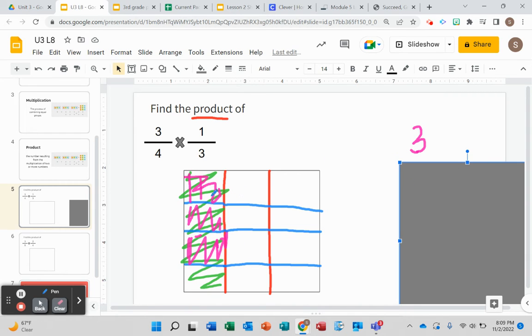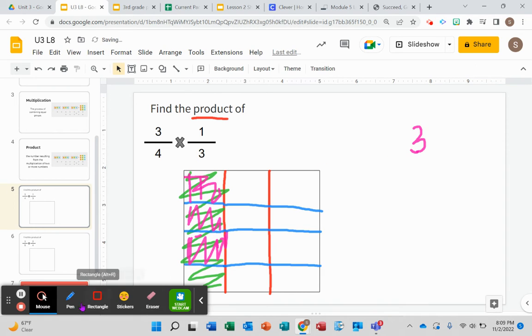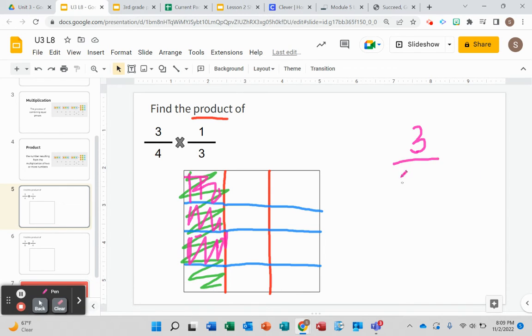So how many pieces do I have altogether? I have 1, 2, 3, 4, 5, 6, 7, 8, 9, 10, 11, 12 pieces. So now my denominator is 12. And I have 1, 2, 3 of those pieces. So I have 3/12 now. So the product of 3/4 times 1/3 is actually 3/12.